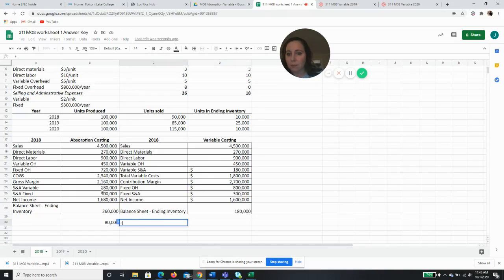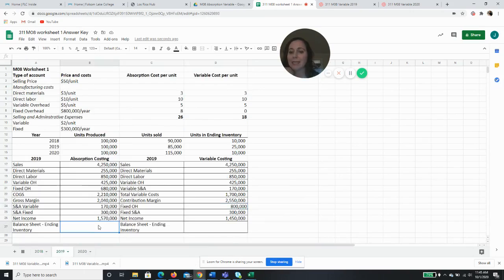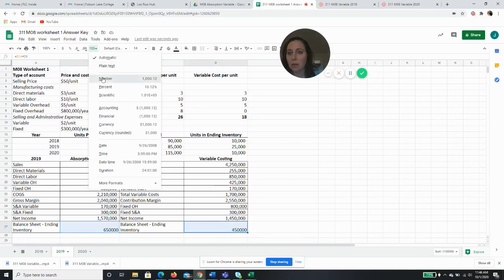Okay, so $80,000, and that $80,000 ended up in inventory because we produced more than we sold. Let's go to 2019. In 2019, our ending inventory is 25,000 units times $26 per unit under absorption, and 25,000 units times $18 a unit under variable.